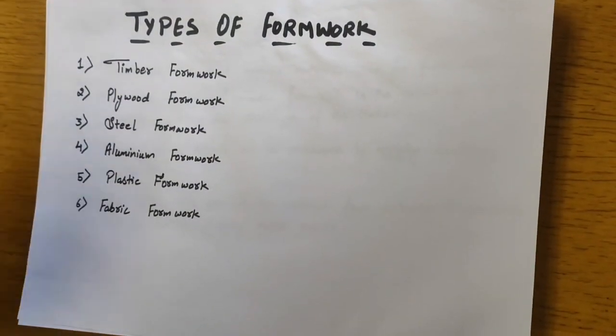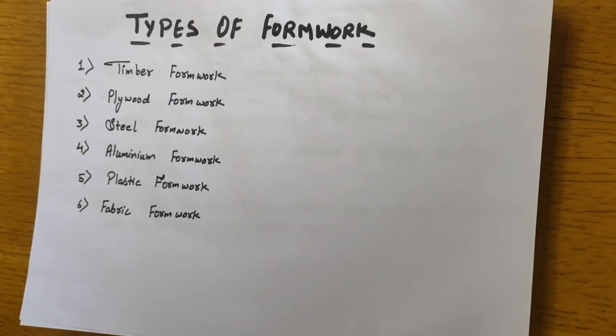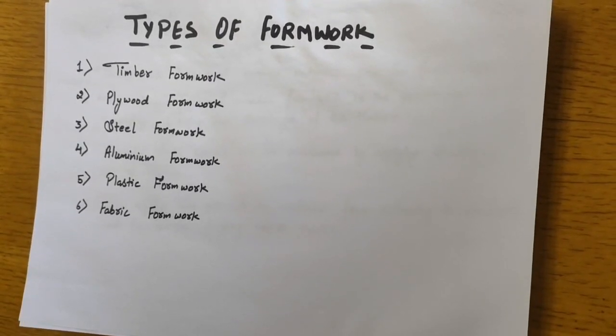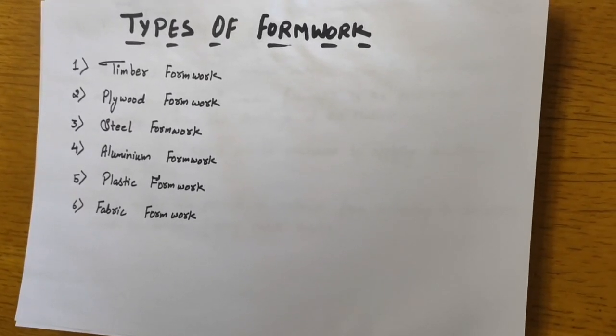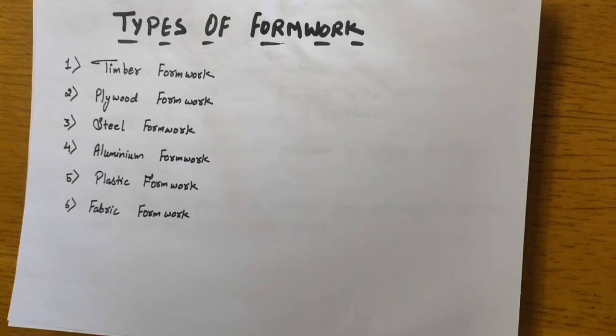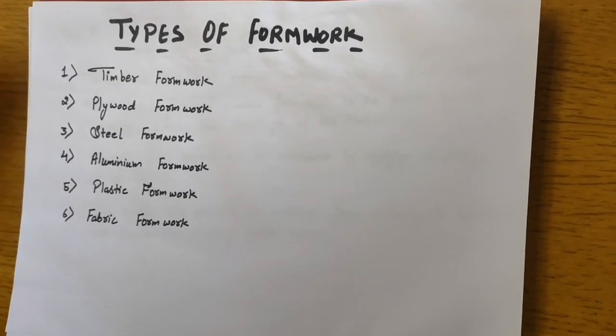Let's move to types of formwork. So there are different kinds of formworks, like timber formwork, plywood formwork, steel formwork, aluminium formwork, plastic formwork, and fabric formwork. So let's move forward and discuss them in detail one by one.